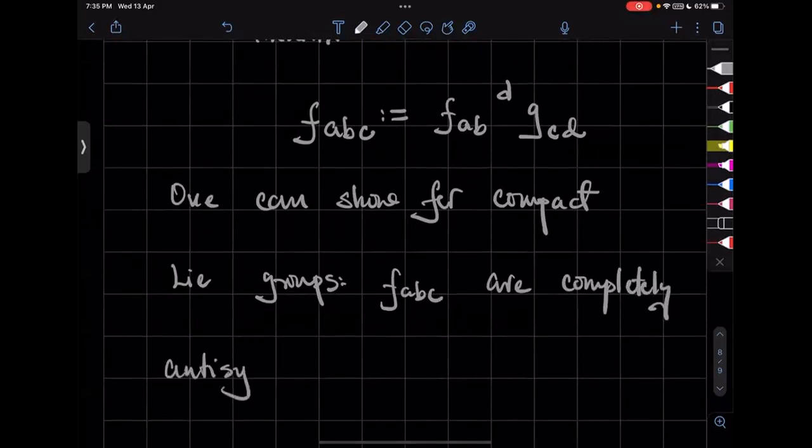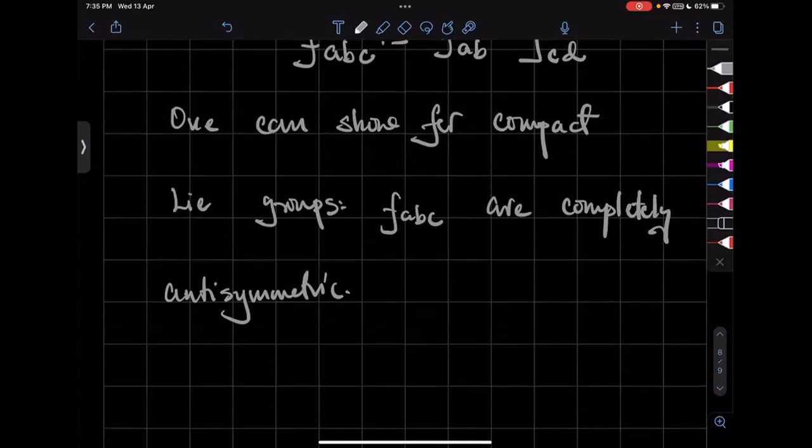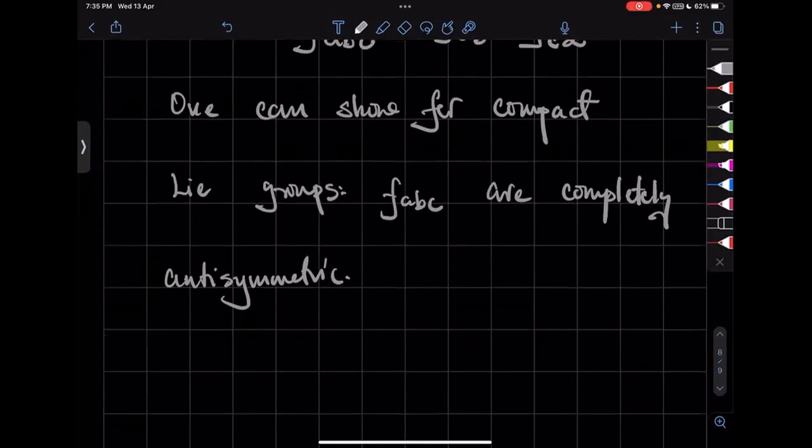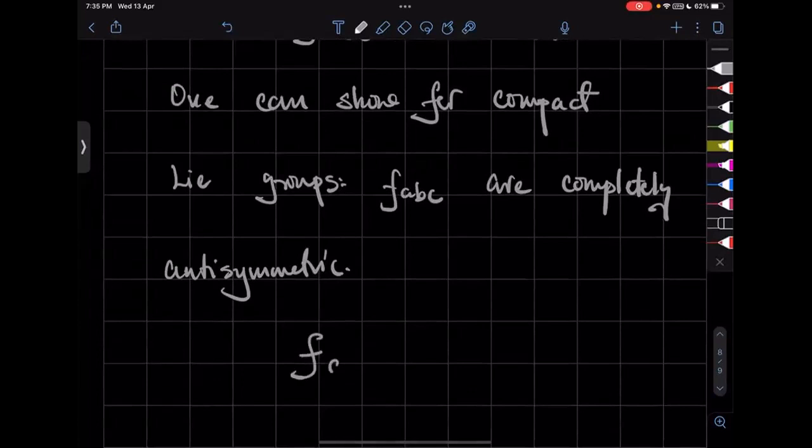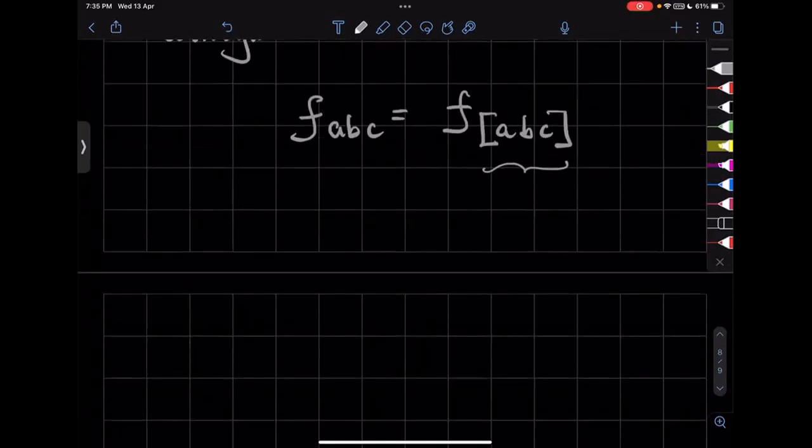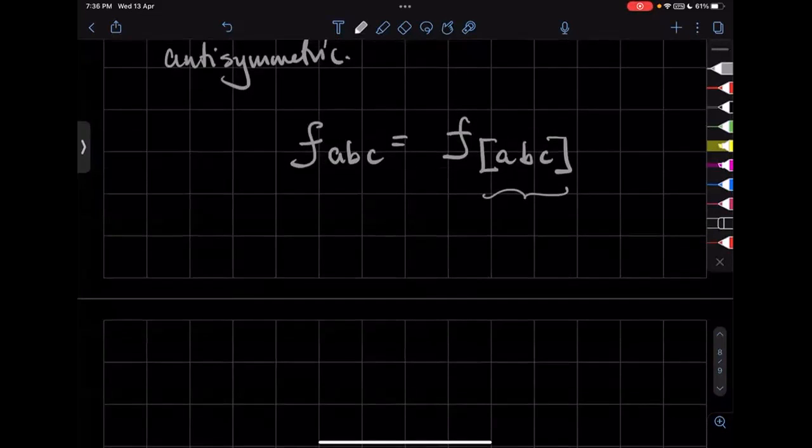So meaning that any odd number of permutations of the indices will give you a minus sign. Another way of expressing this is f_ABC is the same as f_[ABC], when the indices have been antisymmetrized. Are you familiar with this notation of antisymmetrization? No, I haven't seen it before.